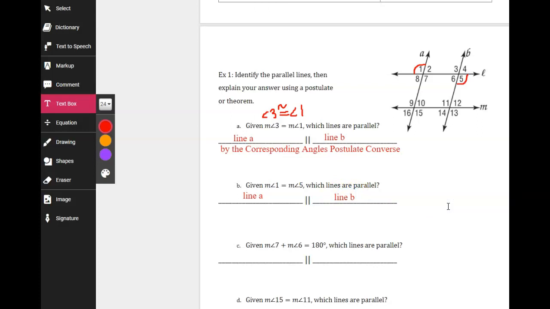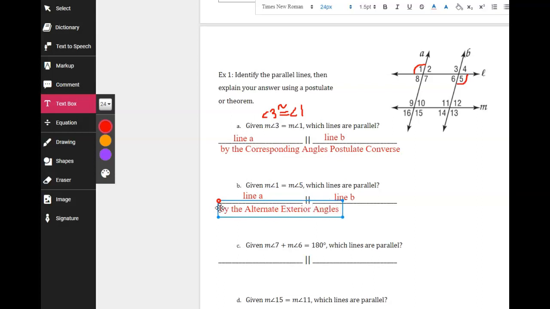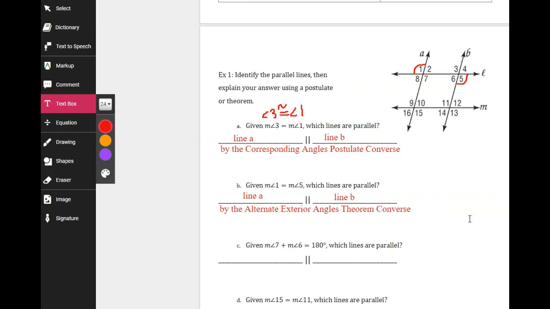Angle 1 and angle 5 are an angle pair. They're both on the outside of lines A and B. They're both on different sides of the transversal L. So those two angles are alternate exterior angles. And if alternate exterior angles are congruent to each other, then that proves that the two lines that create them are parallel. So we're going to say by the alternate exterior angles theorem, but its converse. It's the converse that shows the lines are parallel, not the theorem itself.